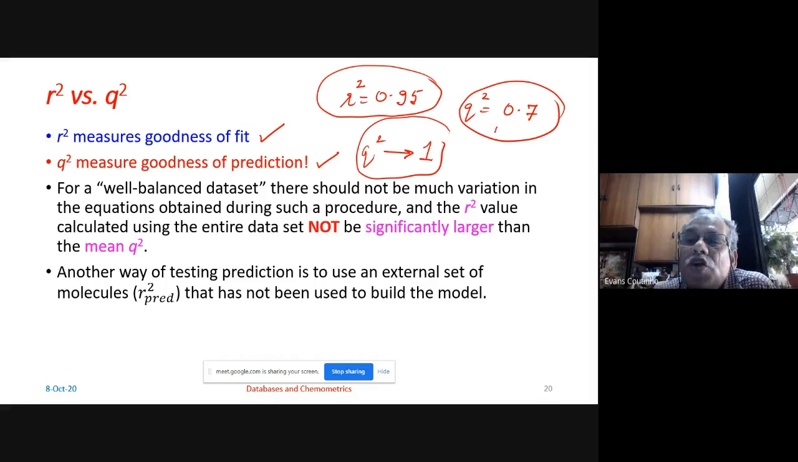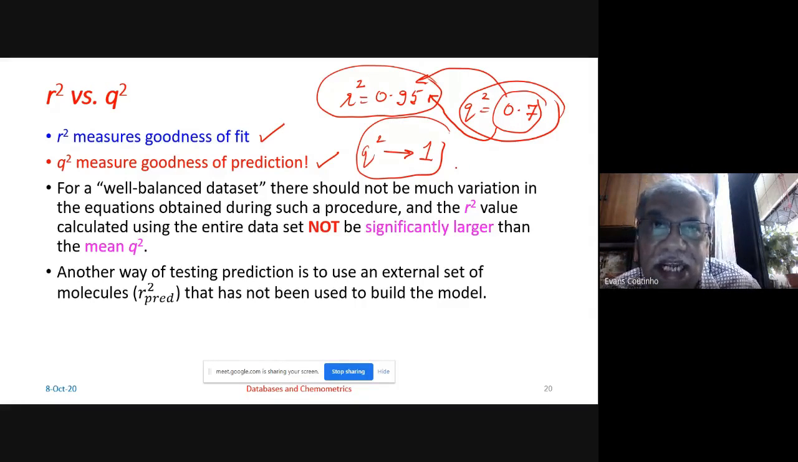In fact, if you get a Q square that approaches R square, you should be very suspect of your model. What does it signify? A Q square that is very high and very close to the R square tells you that your database has a lot of redundancies. I repeat this: when you develop a model and you get a cross-validated correlation coefficient that is very close to the R square value, for example a Q square of about 0.9 and an R square of 0.95, I would be very skeptical about your model. I would reject this model, simply because the data set that you have used to develop the model has a lot of redundancies.